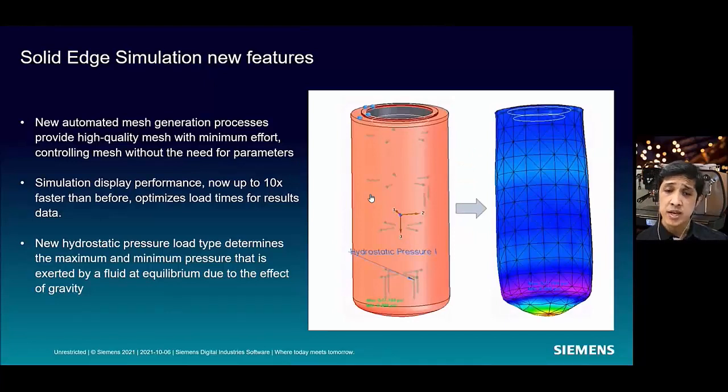And finally, we have a new hydrostatic pressure load tool. As you know, hydrostatic pressure is exerted by a fluid in a tank, for example, at equilibrium due to gravity. So unlike some other kinds of pressure, it does not have a uniform distribution. So this is now supported in linear static studies, which is great news for companies dealing in fluid containers.